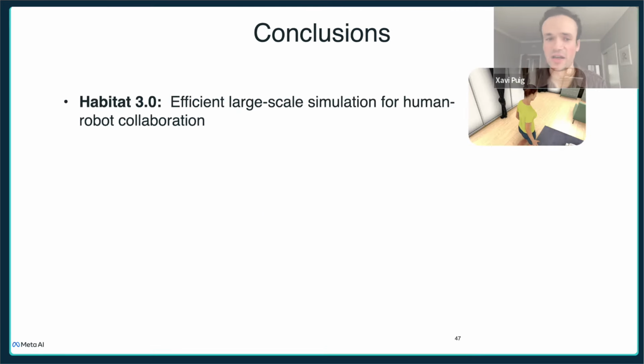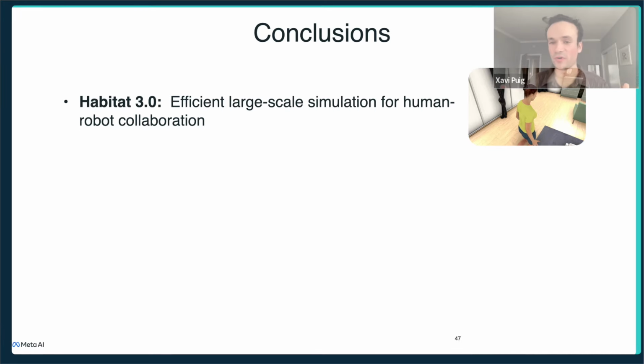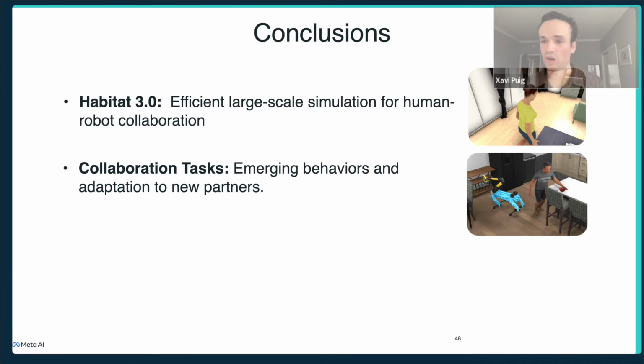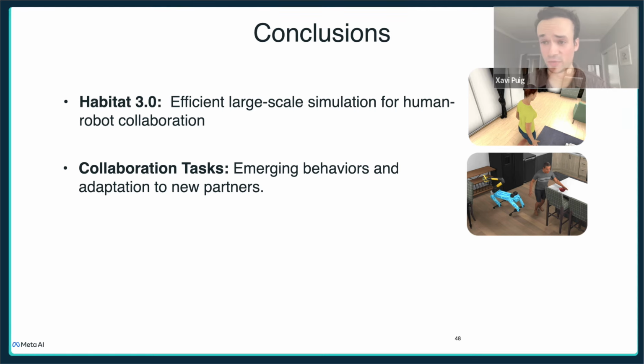To conclude this talk, I introduced Habitat 3.0, which is a simulator to represent humanoids and robots in indoor scenes, and which enables training these robots at scale in a large set of environments. I presented 2 collaboration tasks to show that robots could be trained in simulation to coordinate with different humans, in particular social navigation and social rearrangement.